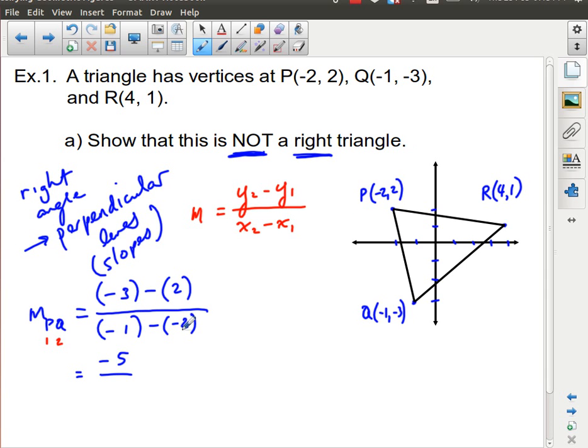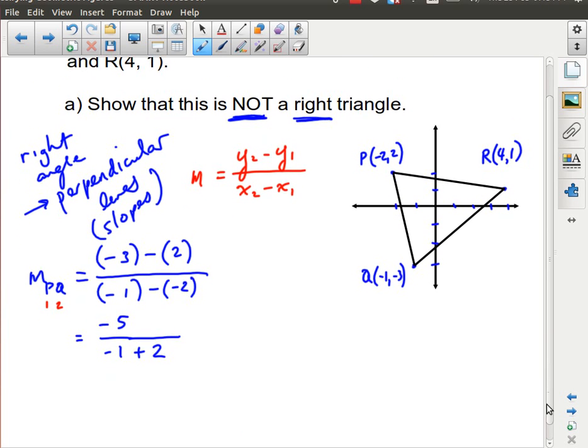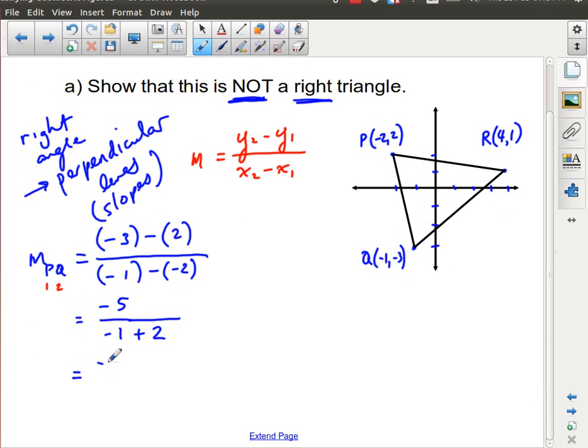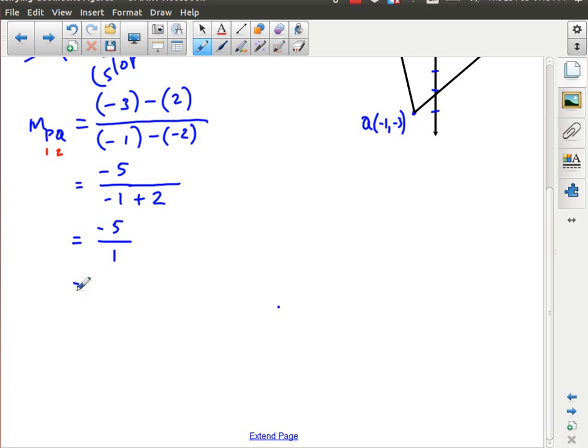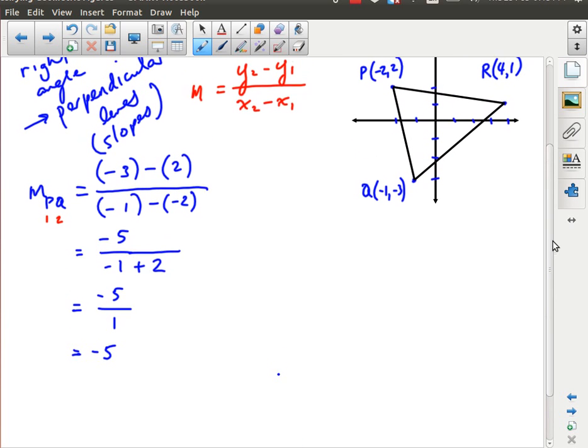-1 minus -2, I'm going to take the extra time to write this out as -1, and a negative of a negative becomes a positive. And we end up with -5 over -1 plus 2, which is 1. And you might simplify that to be simply equal to -5. So that's our first slope.